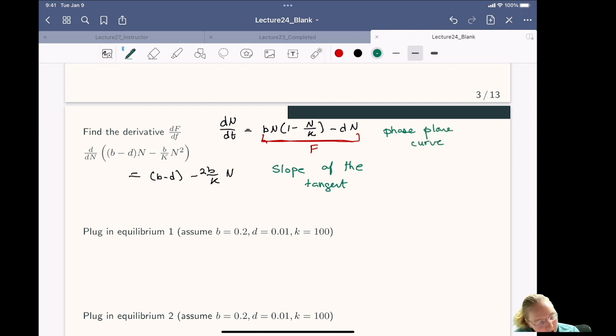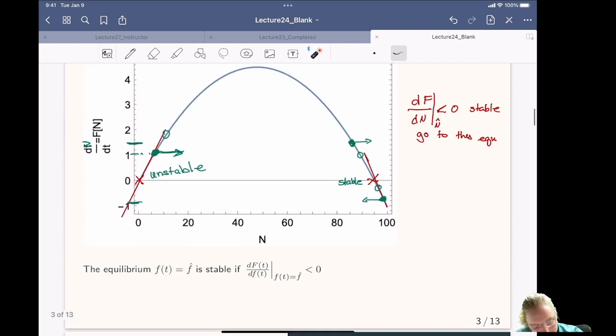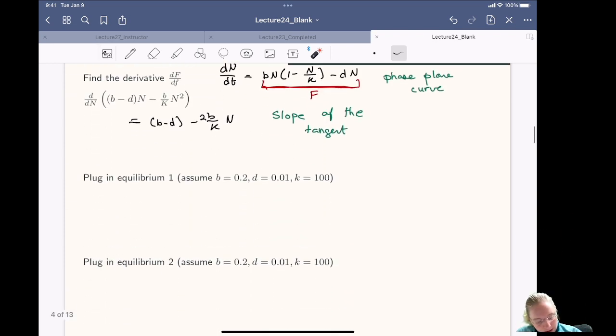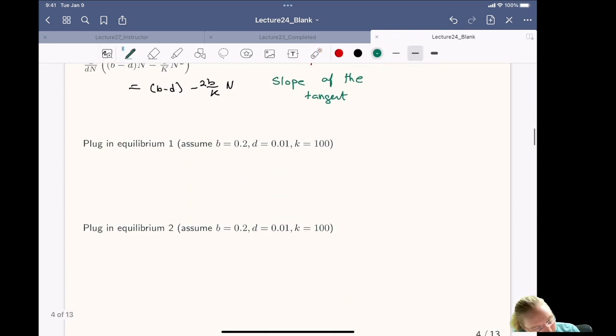But now we want to evaluate the slope of this tangent line either at this equilibrium here or at this equilibrium here. All right, so let's do it at the first equilibrium. The first equilibrium was n hat equals 0. So I'm going to take my slope of my tangent line, b minus d, minus 2b over k times n, and my n is equal to 0.